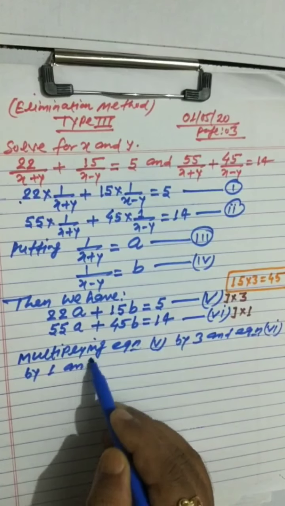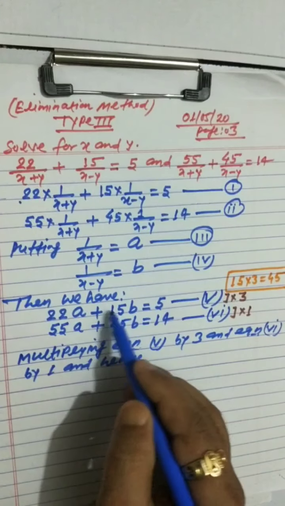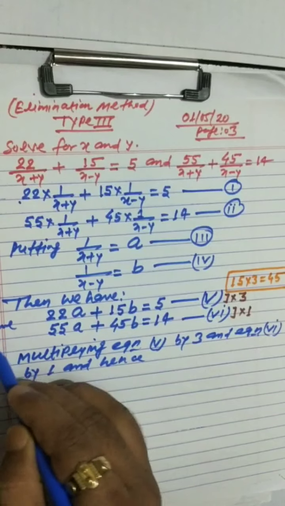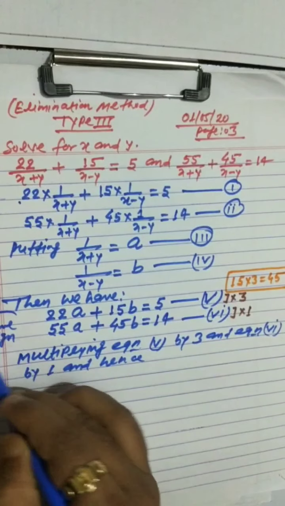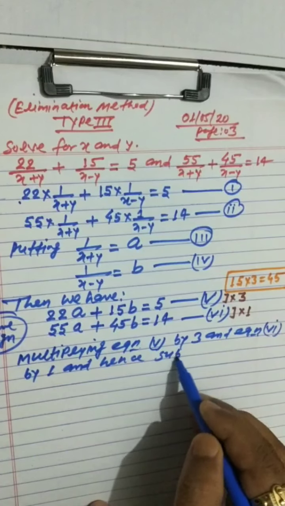1, and hence you have to check the sign. तो यहाँ पे देखो प्लस साइन है, यहाँ भी प्लस साइन है, सेम साइन है. So you have to subtract it. Subtracting.